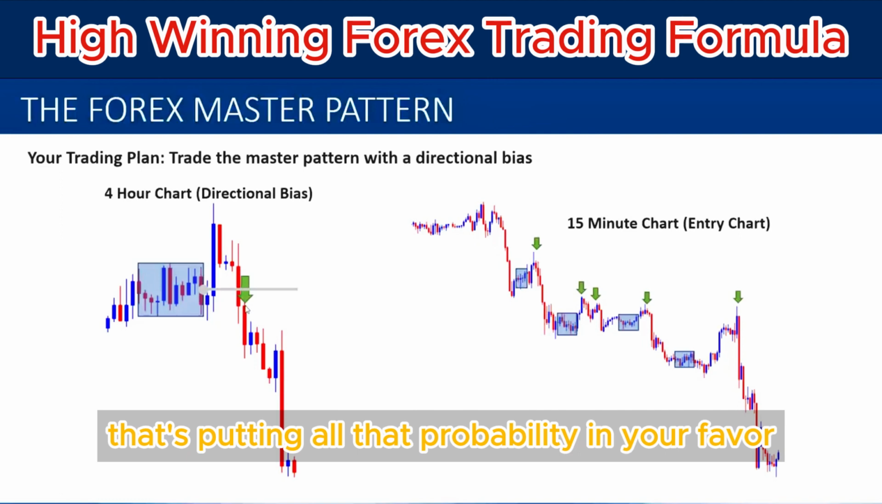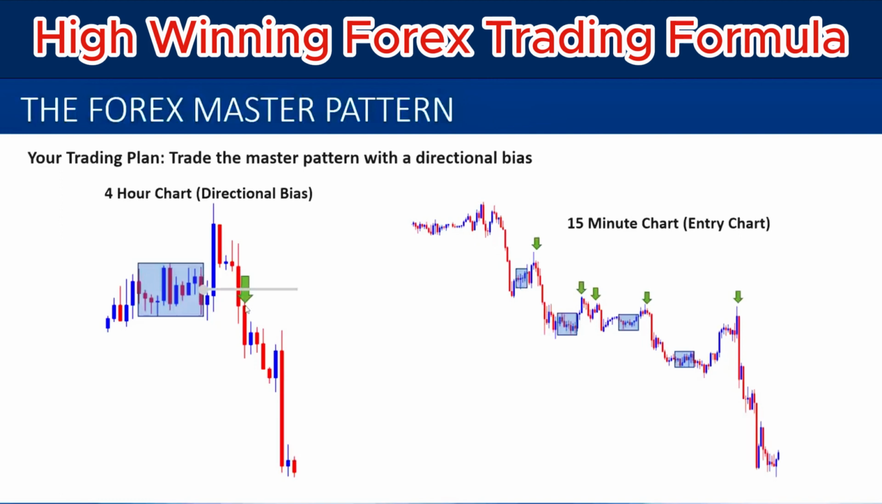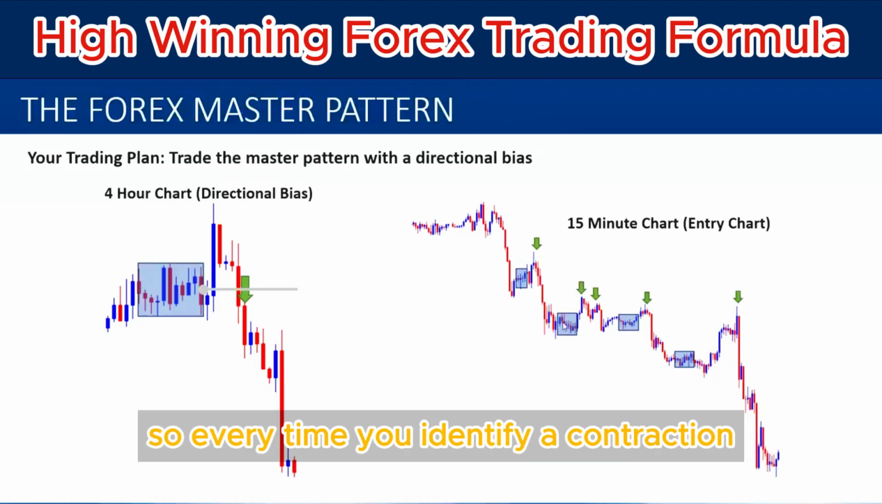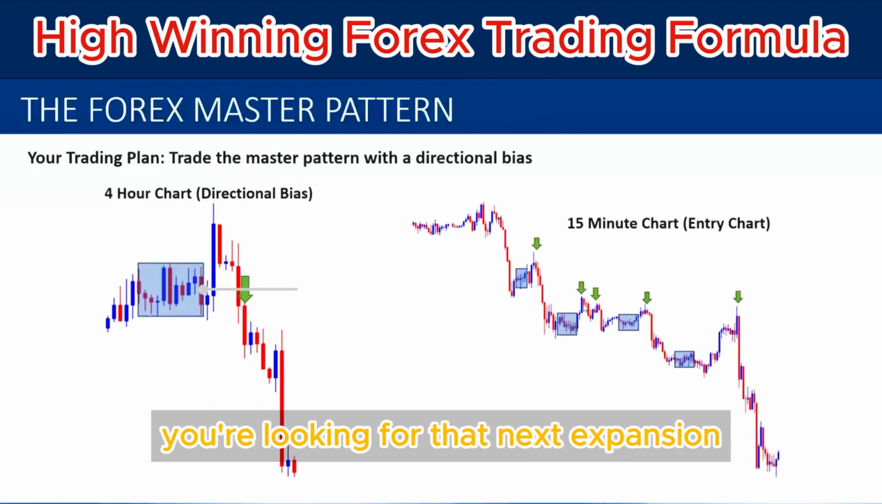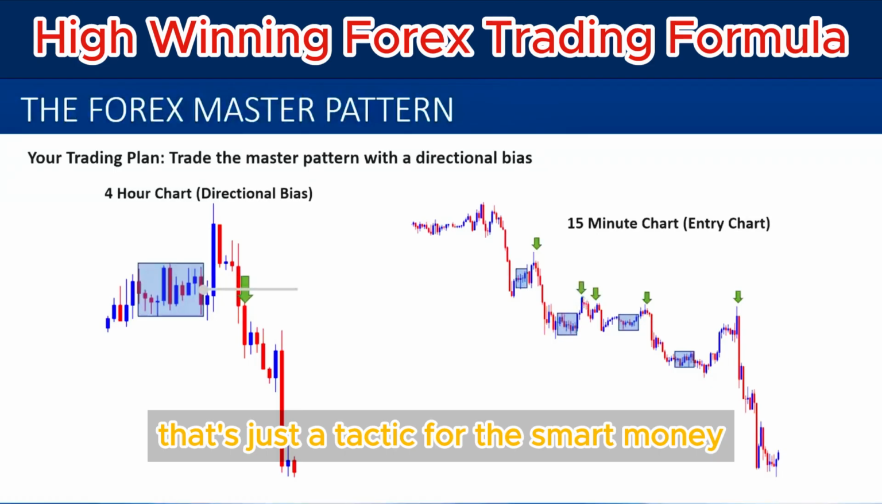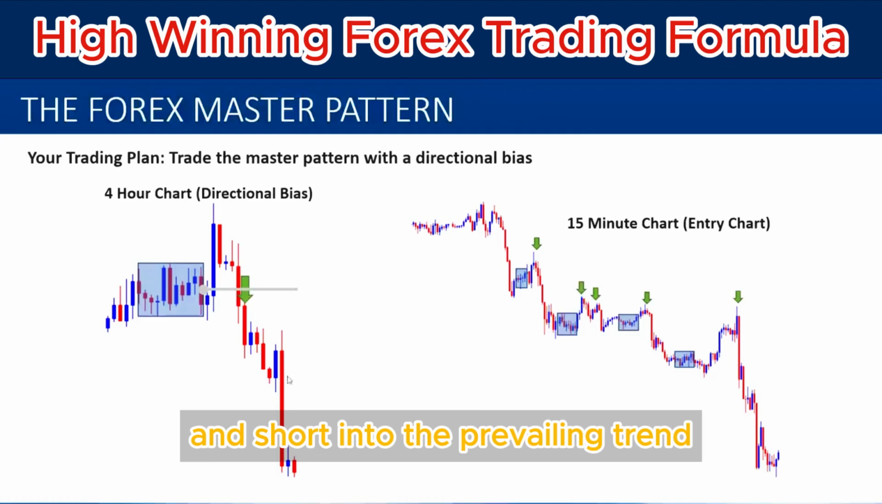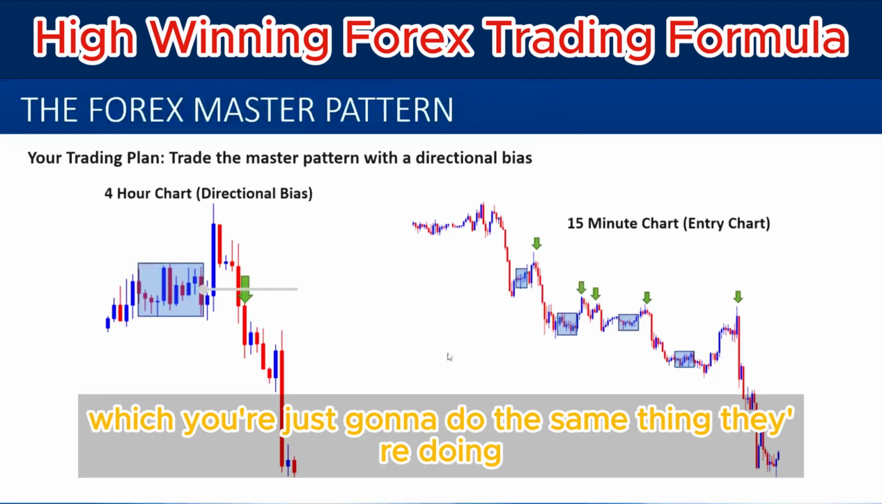That's putting all that probability in your favor, and that's the whole point of getting that directional bias. So every time you identify a contraction, you're looking for that next expansion. That's just a tactic for the smart money on the smaller time frame to collect liquidity and short into the prevailing trend, which you're just going to do the same thing they're doing.